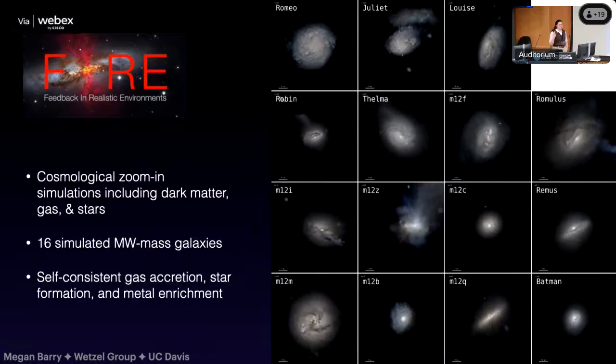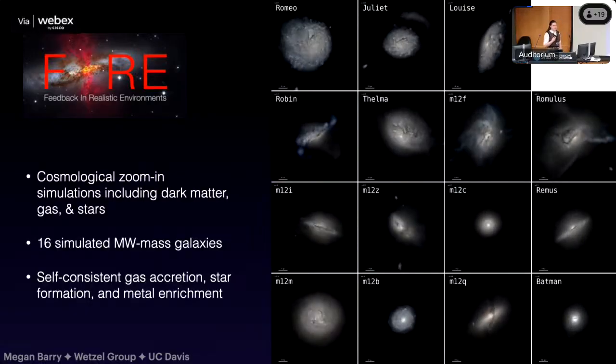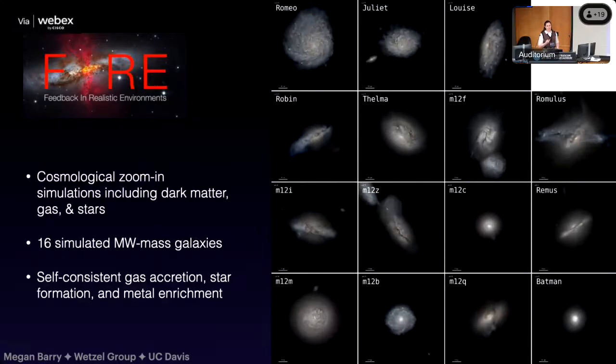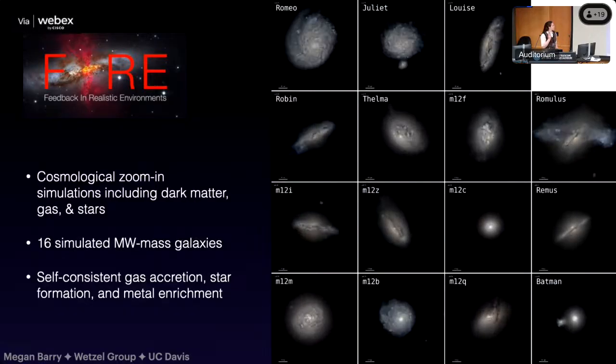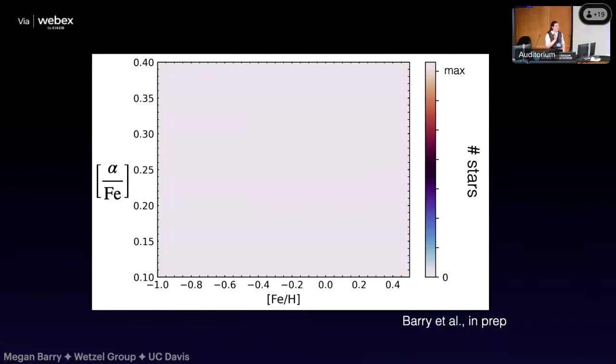We model stellar evolution, hydrodynamics, gas, and metal mixing, so a lot of what I need for this topic, looking at element abundance evolution. If you have more questions on FIRE, please talk to me at the end because I'm running a little low on time. All right, so let's get to the results.